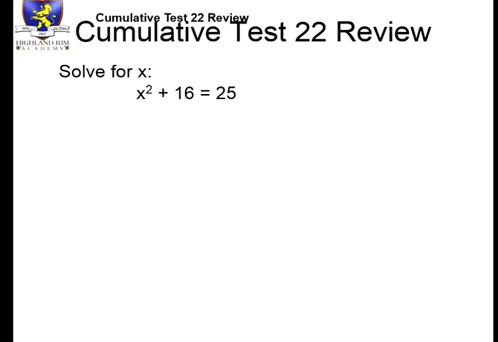Alright, now we solve for x. x squared plus 16 equals 25. Alright, so the first thing we do is subtract 16 from both sides, and we end up with x squared equals 9. So x is equal to 3, but it's plus or minus 3.